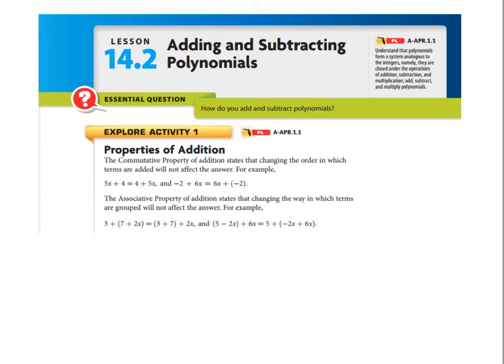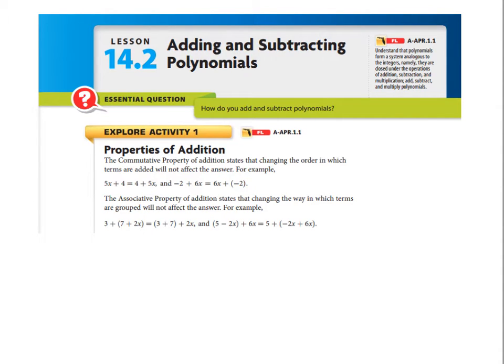Commutative property says you can take 2 things when adding and flip them. So in their example, 5x plus 4 is the same thing as 4 plus 5x. They flip the two numbers. Or negative 2 plus 6x is the same thing as 6x plus negative 2.